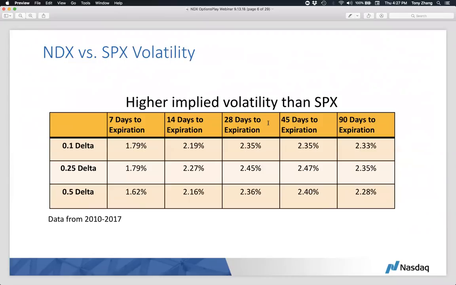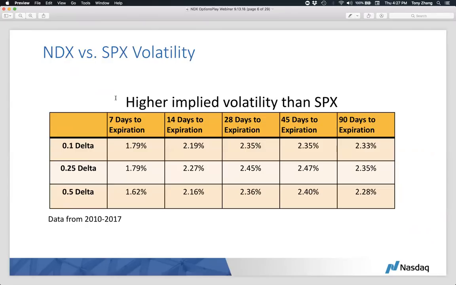So this is really interesting, so that if you are already trading index options and you're selling these types of credit spreads, it's important to know what kind of volatility you are getting from the products that you're trading. So NDX does provide some higher implied volatilities, which does translate into higher premiums if you're selling these types of strategies.